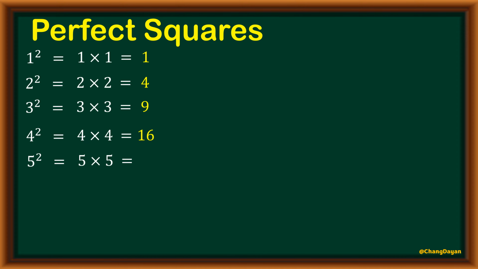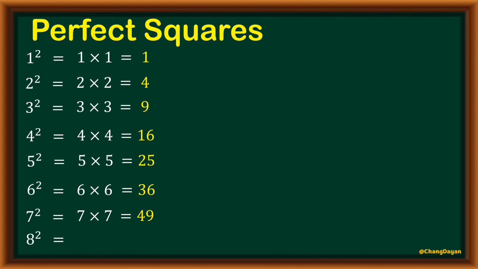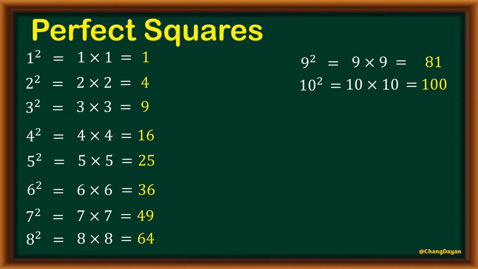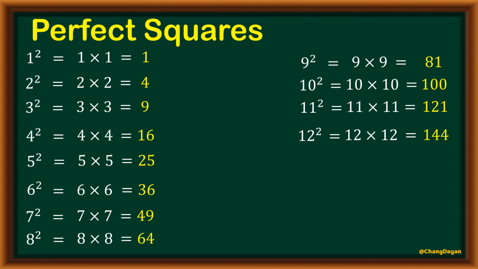16. 5 square is 25. 6 square is 36. 7 square is 49. 8 square is 64. 9 square is 81. 10 square is 100. 11 square is 121. 12 square is 144.